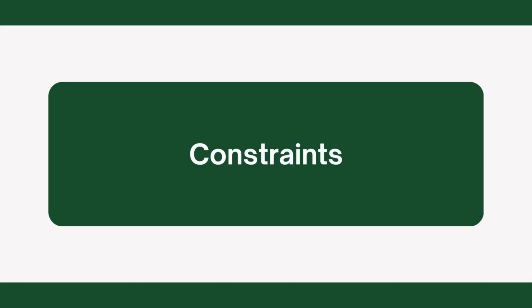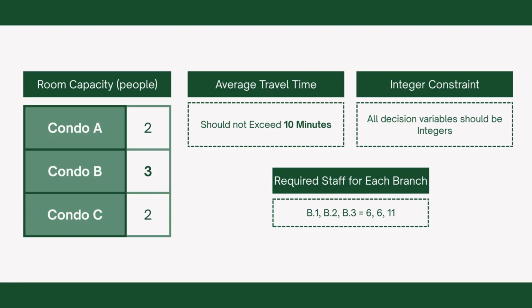Let's shift to constraints. There are 4 constraints. Unlike condominiums A and C, where a maximum of 2 people can use one room, condo B has a bit bigger room size, which allows 3 staff to live in one room. Same number of staff, but fewer rooms needed.